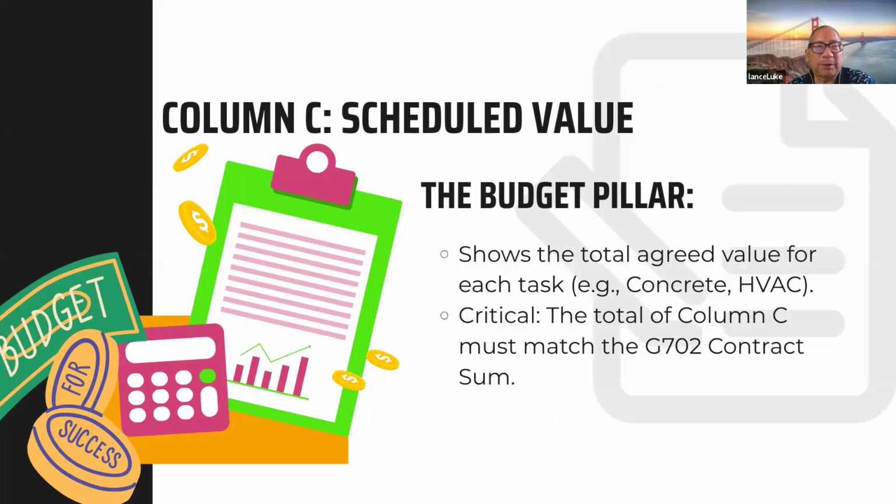So there's different columns. Column C, scheduled value. This is where the budget actually is. It shows the total agreed value for each task, like concrete, HVAC. And what's critical is the total of column C must match the G702 contract sum. So everything has to match. There's double checks here and there, and that's the way that form was built.